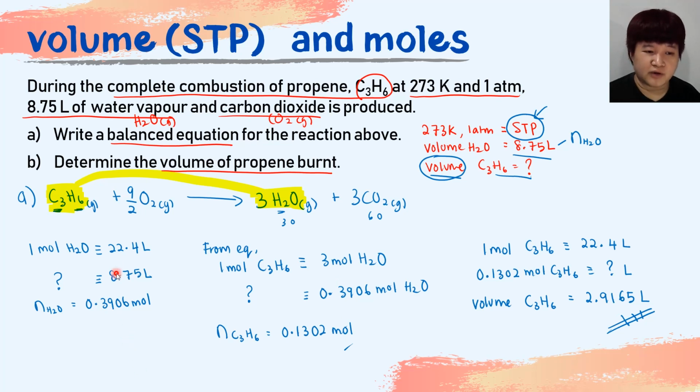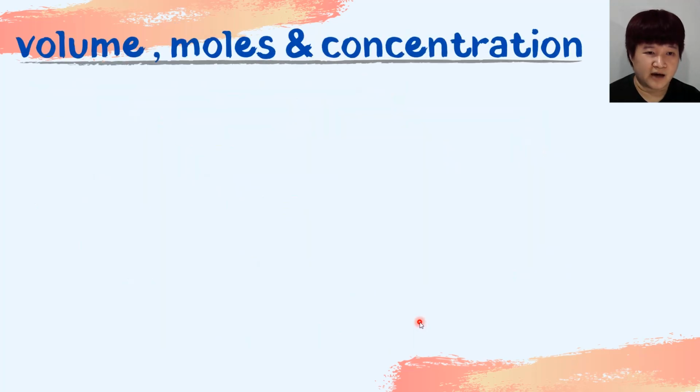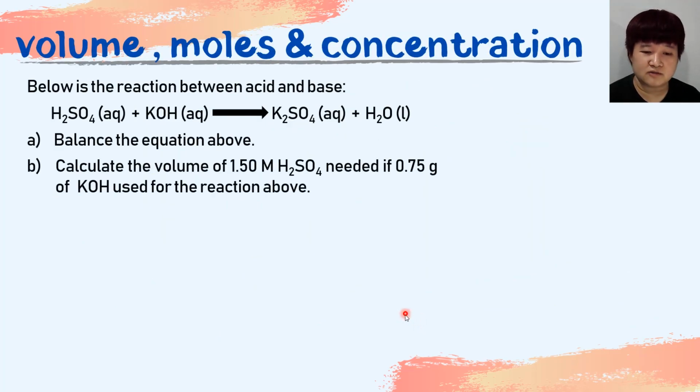And if you realize we are actually doing the same thing, we change what the question gives in liter, we change it to number of mole. And then we use the balance equation to compare what we have with what we want. So we are using what we have to find the number of mole of what we want. And then we change it to whatever the question asking for, whether it's mass or volume. So let's look into the last example that we have today that involves concentration.